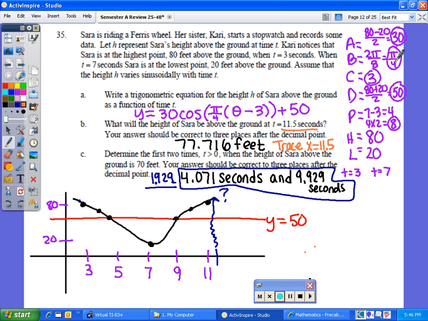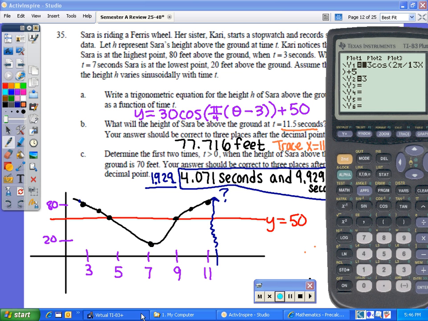Alright, again, this is a different example. But you would put everything in here, and then if you're trying to find out t equals 11.5, you can trace it. Just press trace and then 11.5 and press enter. Like I said, this is a different example. It's not going to be the answer you see here, but that's how you would get that answer.